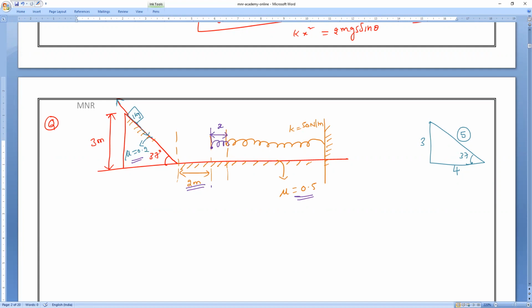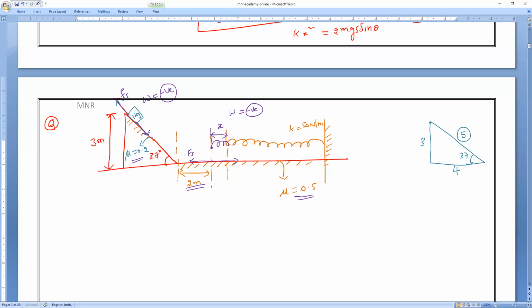Now here also the body is moving in this direction and the frictional force will act in the opposite direction. So here also the work done is negative. The body displacement is downward and the frictional force is upward, so here also the work done is negative.